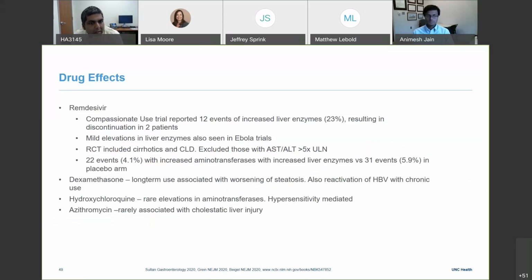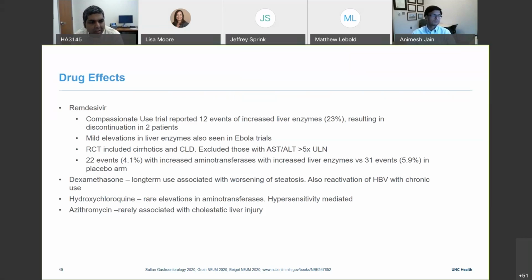Remdesivir has been reported in the initial compassionate use trials as having a fairly high record of causing elevated liver enzymes. It had to be discontinued in 2 patients. But in the larger randomized controlled trial, the rates of increased aminotransferases weren't really any different than placebo. So it may cause a little bit of elevation in liver enzymes, but it hasn't been shown to be dangerous, and the benefits of being on therapy outweigh the risks of being on the medicine.